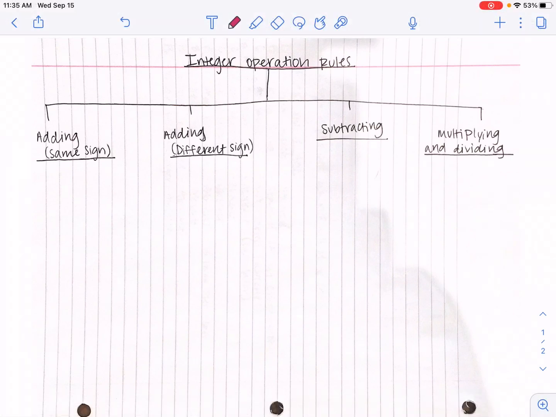Okay, you should have this thinking map in your journal. If you don't, please do that now. It's a classifying map. The title is Integer Operation Rules. And then the 4 different categories are adding with the same sign, adding with a different sign, subtracting, and then multiplying and dividing are the same rule. So the only 2 we're worried about today are the first 2.